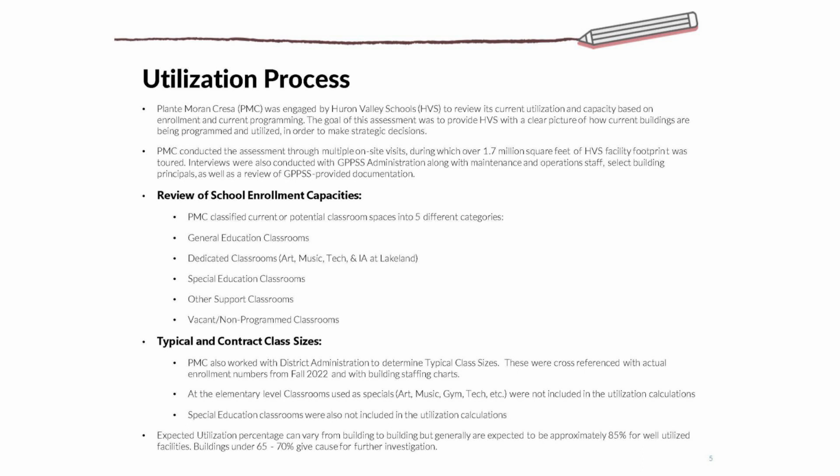And another thing to note, we're not looking for 100% utilized buildings. That would probably be a little bit impractical, right? That would mean if 10 more kids show up in the fall, there's nowhere to put them. So really the rule of thumb is about 85% is probably the sweet spot.